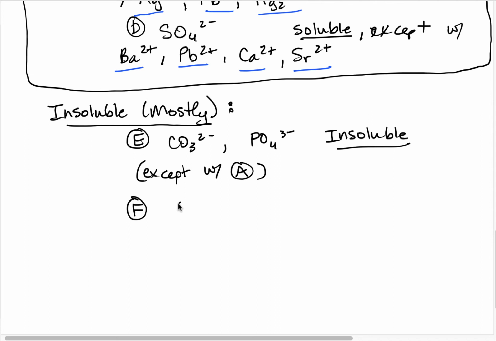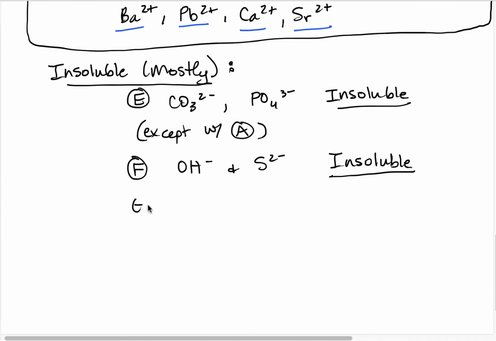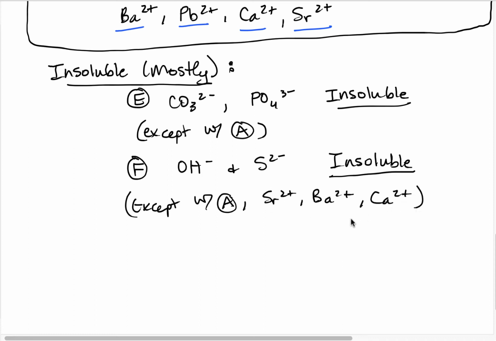Our other group of anions are hydroxide and sulfide. These are also insoluble, but we have a couple more exceptions besides just these group A. So this is except with group A, with strontium, barium, and calcium, which are all together on the periodic table, right? These are all group 2. So group 1 and group 2 elements, these ones are going to be soluble with hydroxide and with sulfide. So this is not too many to remember.